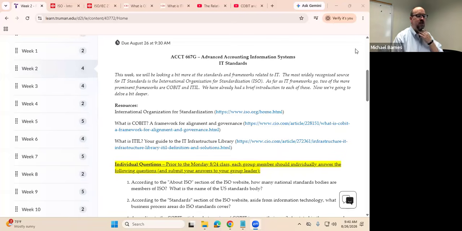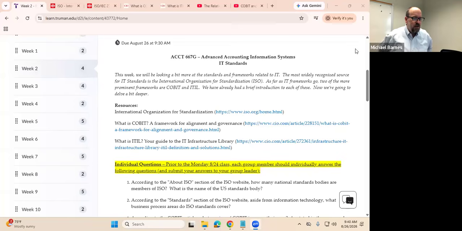We're going to be talking about IT standards, which are something that we're familiar with. We've talked about them in multiple class sessions already. We're going to be talking about COBIT. We're going to be talking about ITIL. We're going to be talking about ISO 27000.